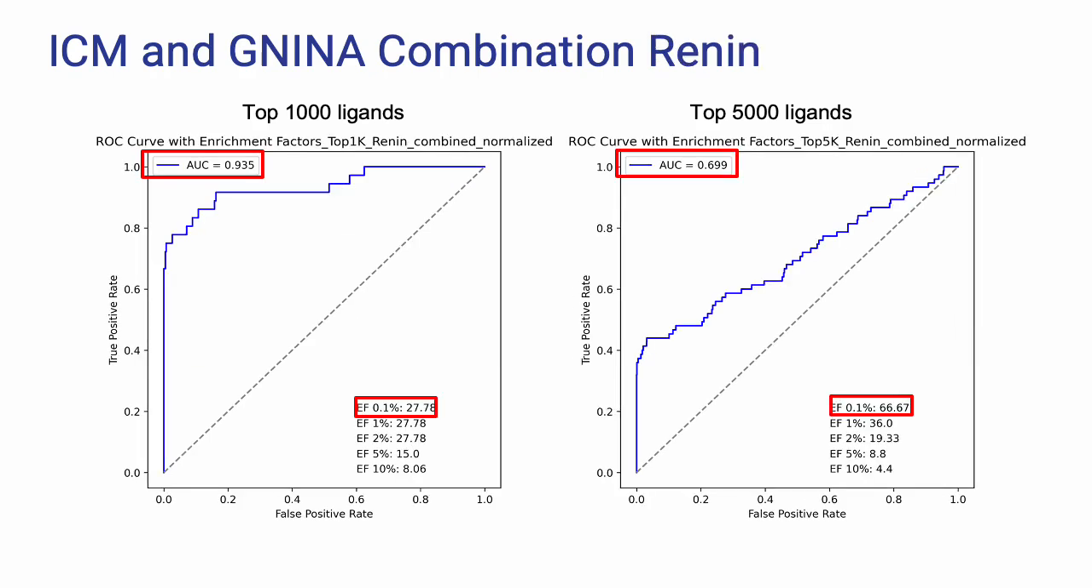Renin showed strong AUC values of 0.94 and 0.7 for the top 1000 and top 5000 ligands respectively, indicating good discrimination between actives and decoys. It had EF values of 27.8 and 66.7, suggesting moderate enrichment in the top 5000 ligands and low enrichment in the top 1000 ligands.